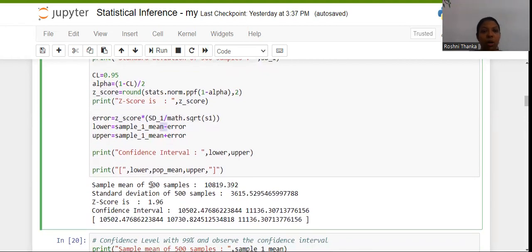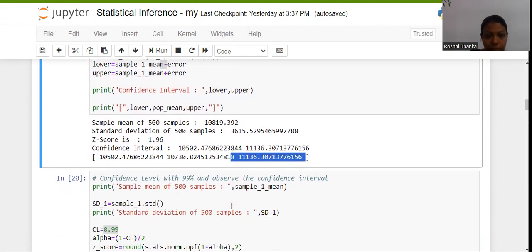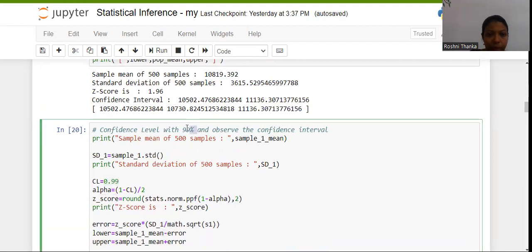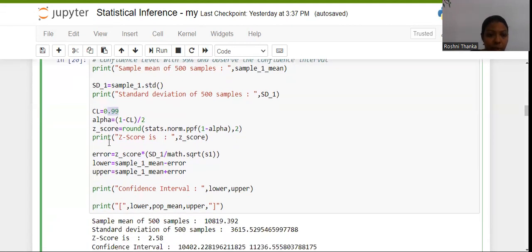So now I know my confidence interval. And here you can see this is the sample mean for 500 sample size, this is the standard deviation, this is the z-score value, and this is the range. And now since we know the population mean, we can see my population mean is also falling within this upper limit and lower limit. Similarly, with the confidence level of 99% also we can calculate. Which means what? 99% of the time my population mean will be falling between the lower limit and upper limit. That is the meaning.